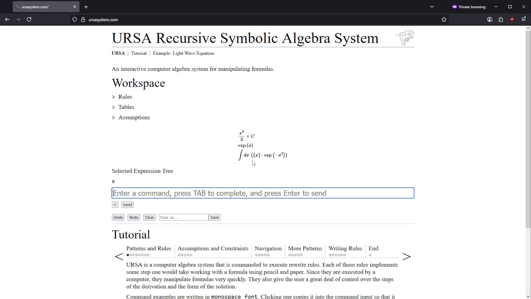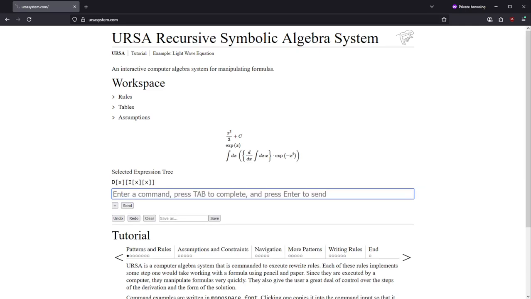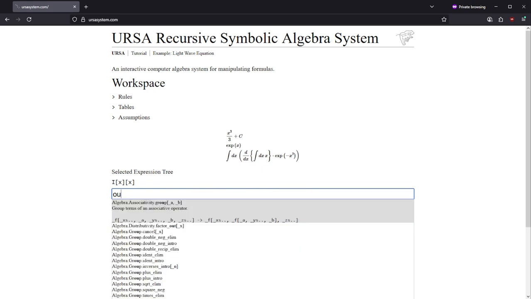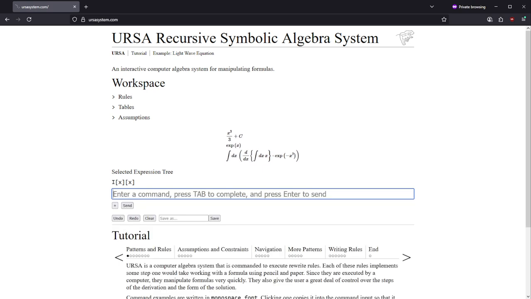Okay, the way that we change x to the derivative of x squared is by using the fundamental theorem of calculus. This replaces a formula with the derivative of its integral, since these are inverse operations. So now we have d dx of int dx of x. And we just need to solve the integral.